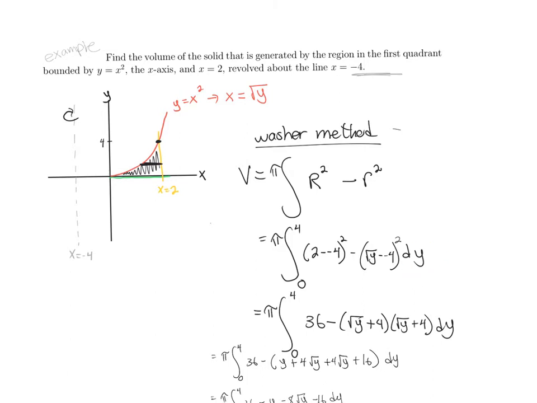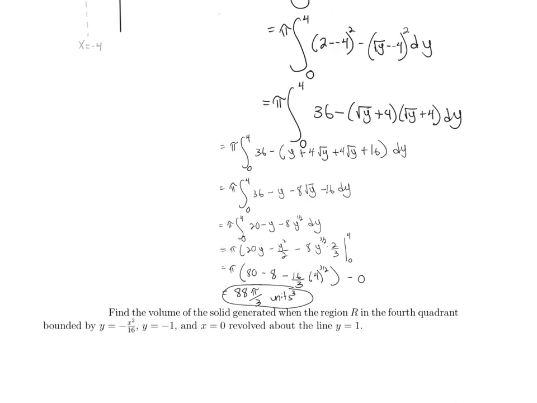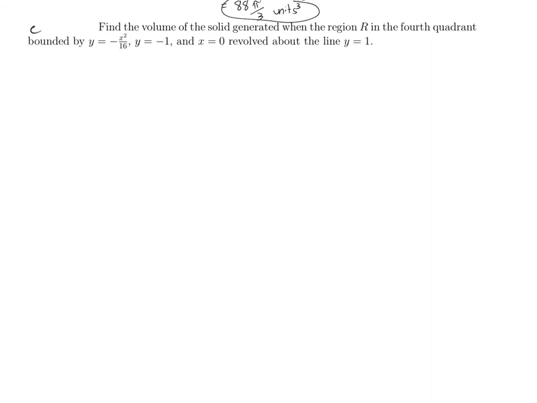I just had to add in that extra 4 units of space for each of the 2 radii. All right, let's do another example. Let's do one more example, same type of problem, just a different volume, okay?